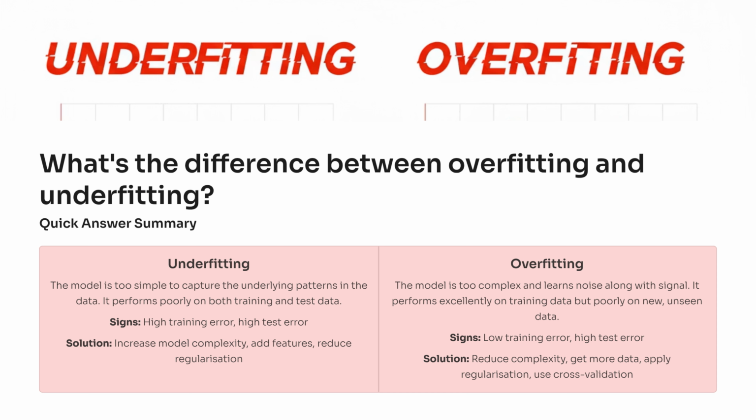Overfitting, on the other hand, happens when your model becomes too complex. It learns the noise along with the signal. It performs extremely well on training data but fails on new, unseen data. You'll notice low training error but high test error. To fix it, you can simplify the model, use more training data, apply regularization, or perform cross-validation.